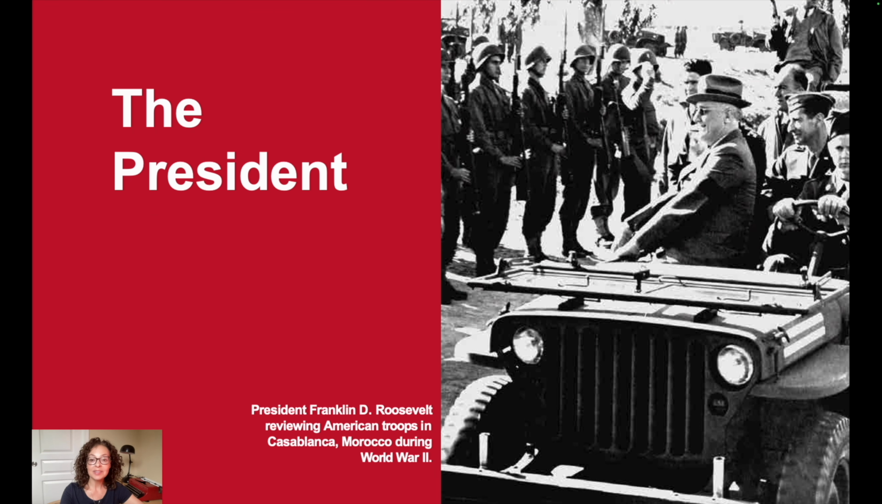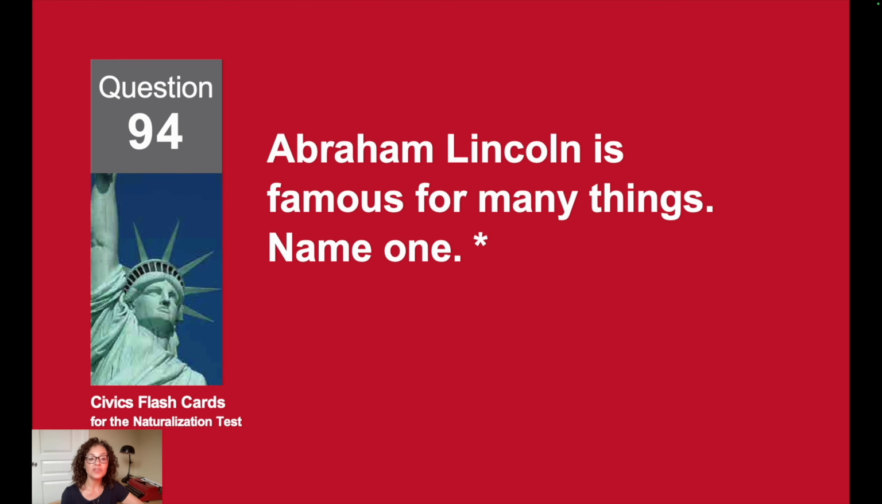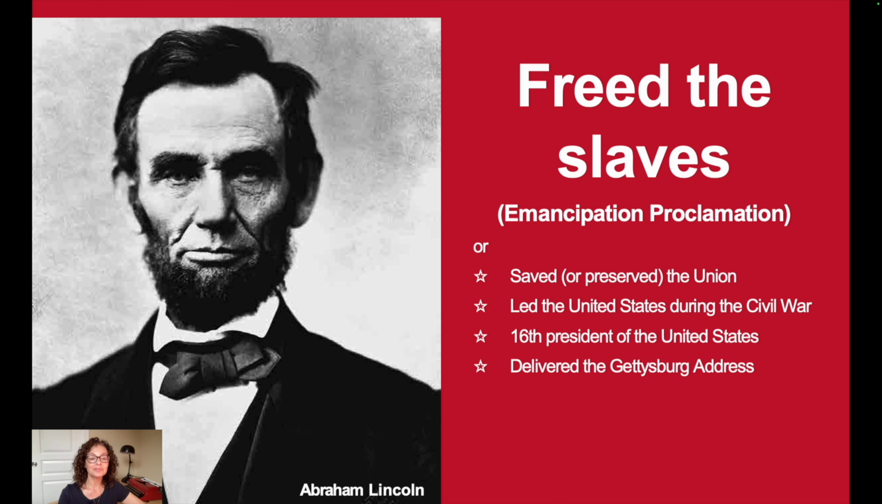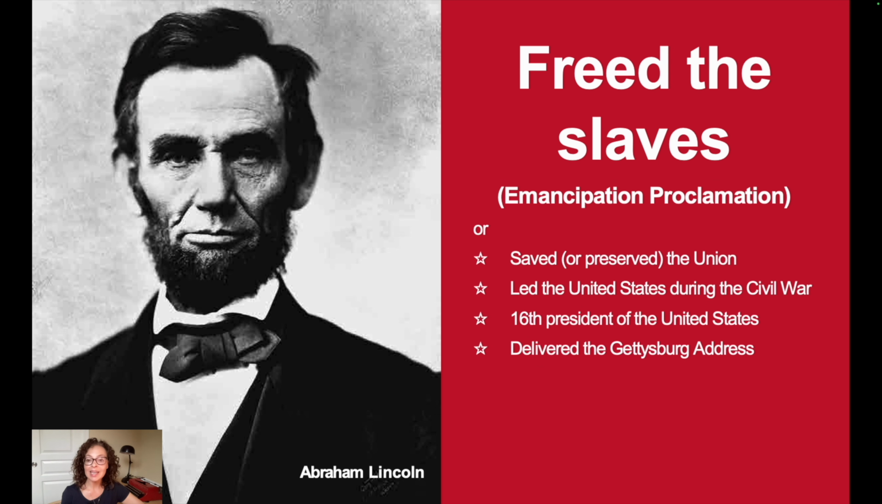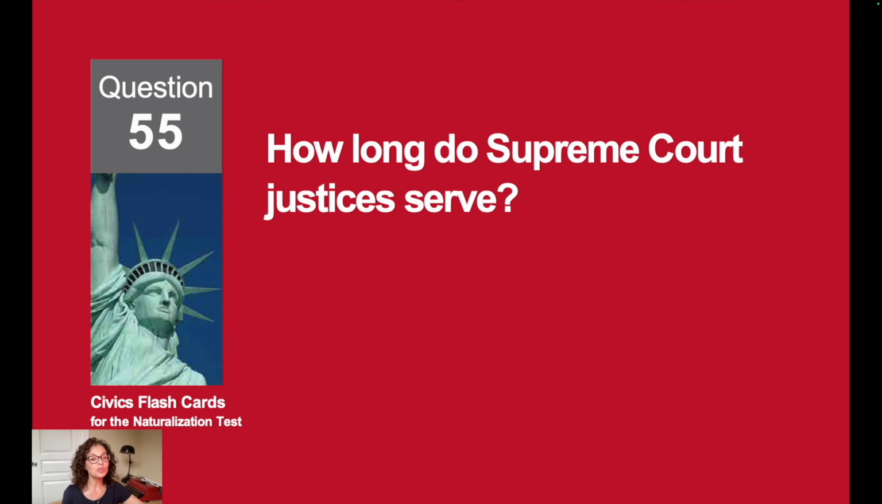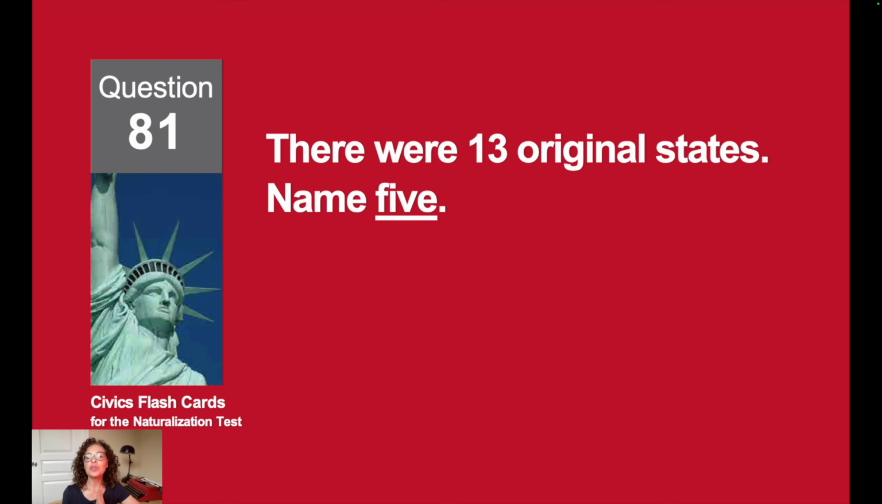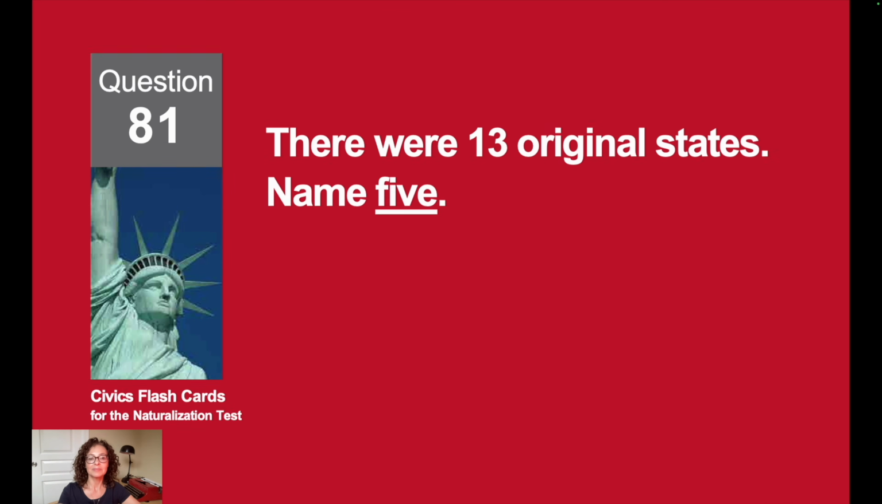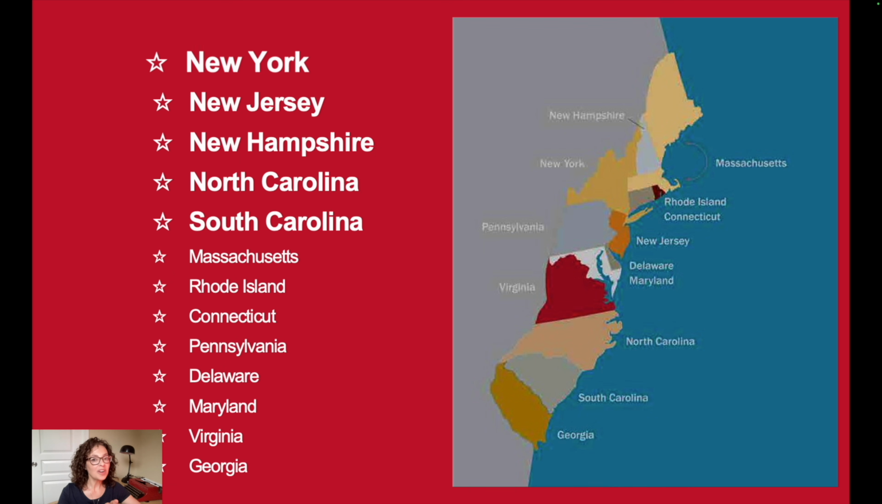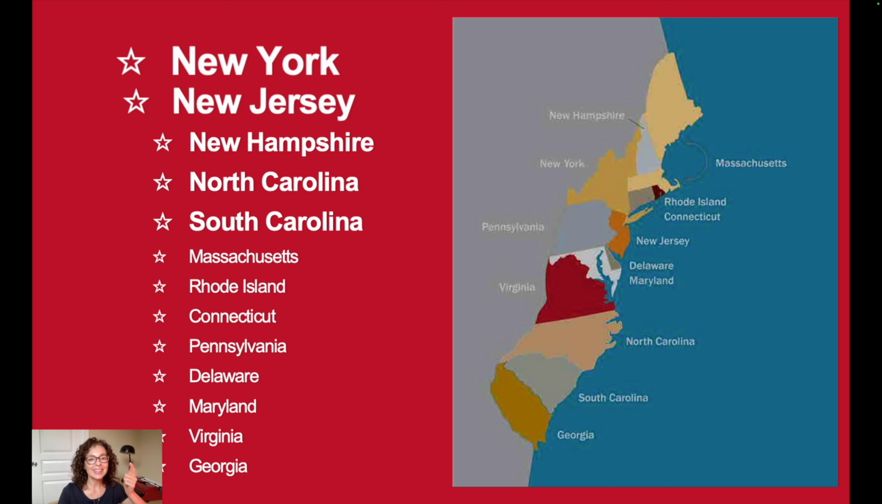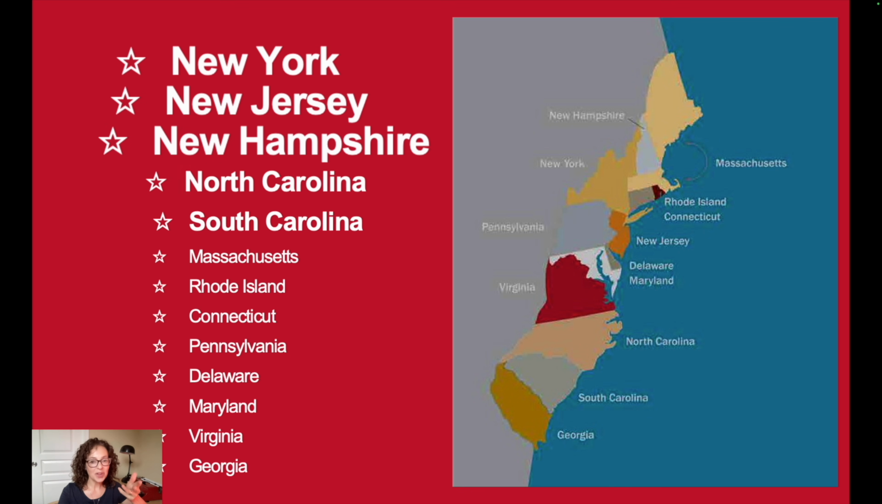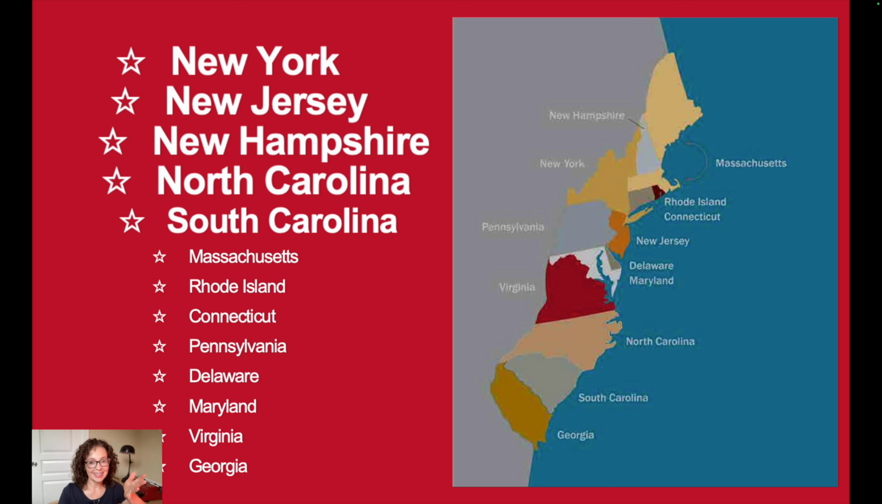The President. Abraham Lincoln is famous for many things. Name one. Freed the slaves. How long do Supreme Court justices serve? For life. There were 13 original states. Name 5. New York, New Jersey, New Hampshire, North Carolina, South Carolina.